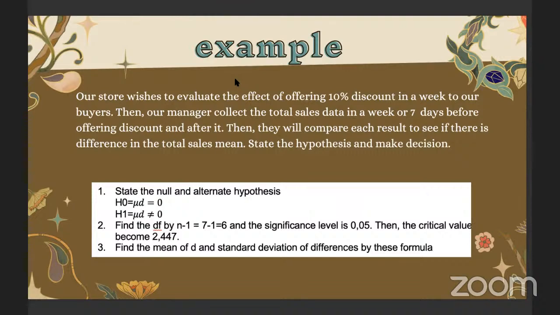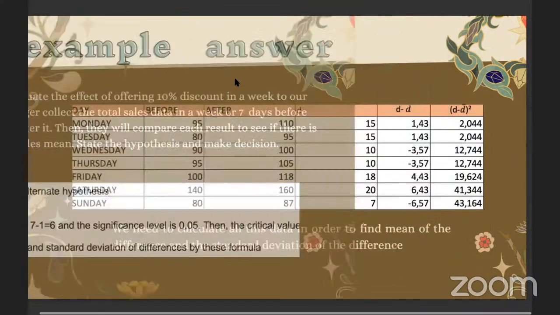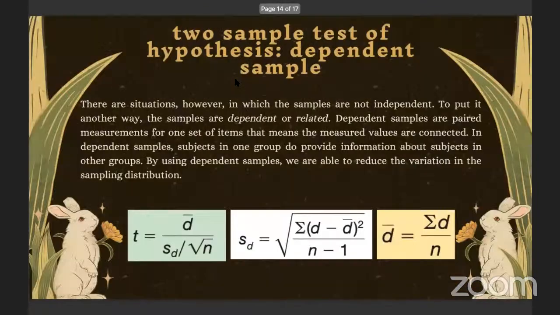We're going to find the degrees of freedom by total samples minus 1. It means that in a week there are 7 samples minus 1. It means that the degrees of freedom is 6 and the significance level is 0.05. Then it means the critical value is 2.447. And we're going to first find the mean of difference and standard deviation of difference by using these two formulas.